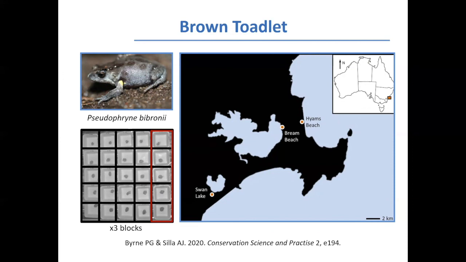Within each block, there were 5 sires and 4 to 5 dams, and they were from either Bream Beach or Hyams Beach populations in order to investigate the within population variation in genetic compatibility. And then there was a single dam from the Swan Lake population located approximately 12 to 14 kilometres away from the other two populations. The final combined design involved 85 families of paternal and maternal half siblings, with 70 within population crosses and 15 hybrid crosses.